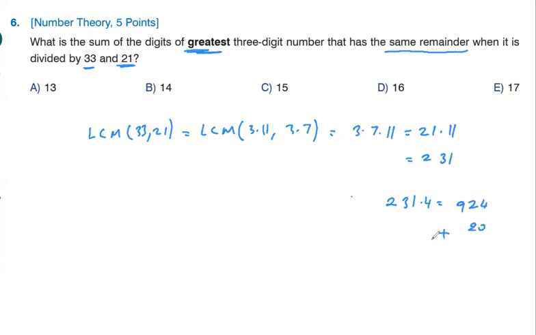Let's say we add this 20, so you will get 944. And this is the largest 3-digit number that will be giving us the same remainder when we divide by 33 and 21. And you can always check that. So if you add the digits, we are going to get 17. So this was slightly challenging, but at the same time, it wasn't too bad, in my opinion. So let's look at the next.